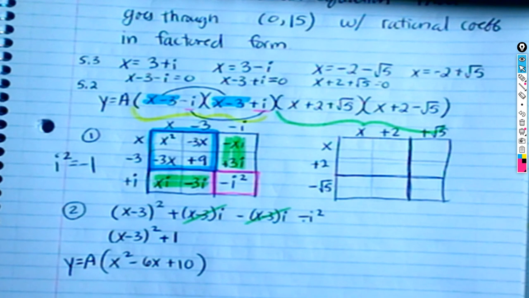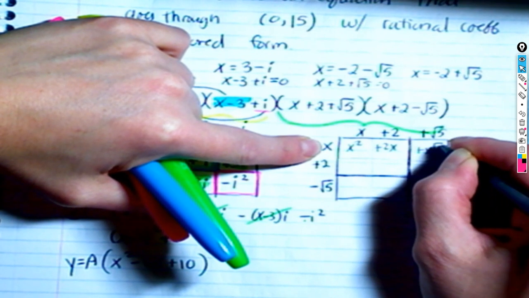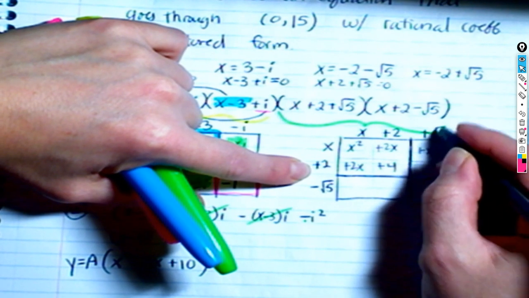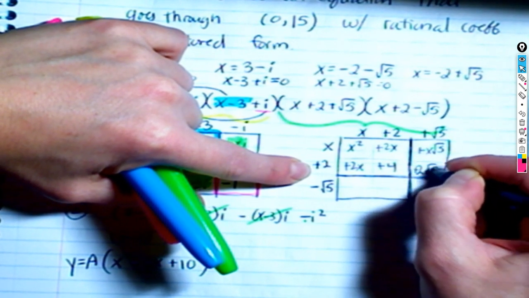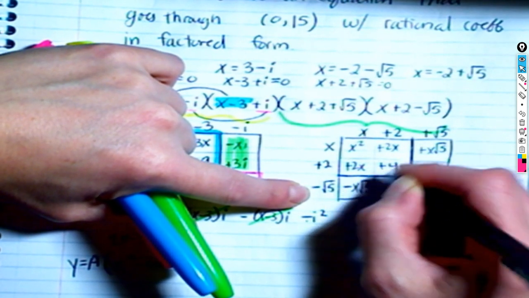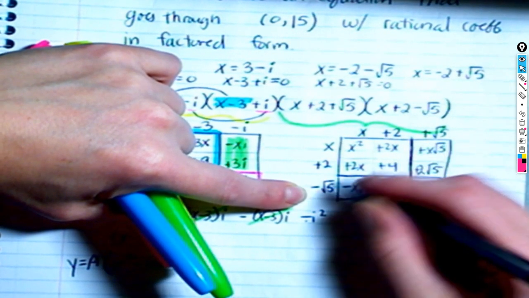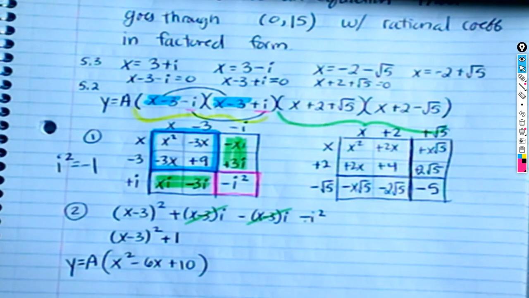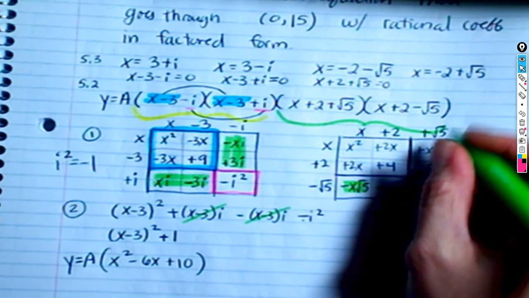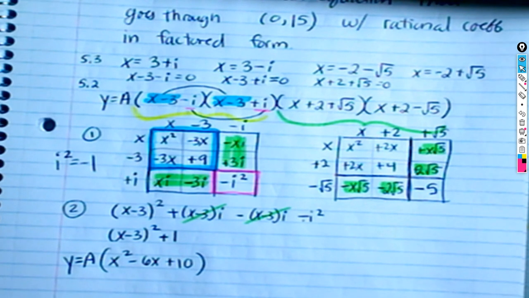Okay, so let's do our distribution. X squared plus 2x plus x root 5 plus 2x plus 4 plus 2 root 5 minus x root 5 minus 2 root 5. Okay, minus 5. What parts are canceling out? Cancel out. Cancel out. So what am I left with?